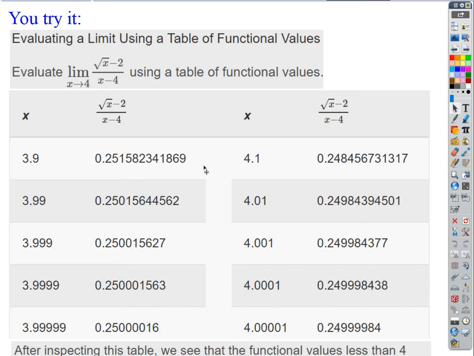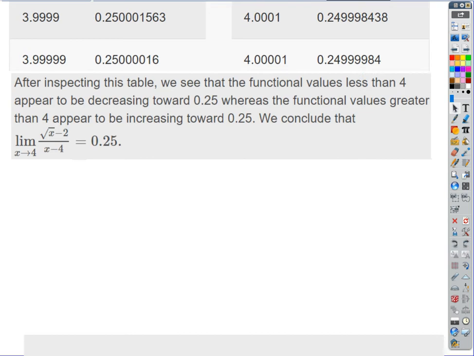If you don't have one, just partner up with somebody that does. It's something you're going to want to have though. You're definitely going to want to have a graphing calculator.